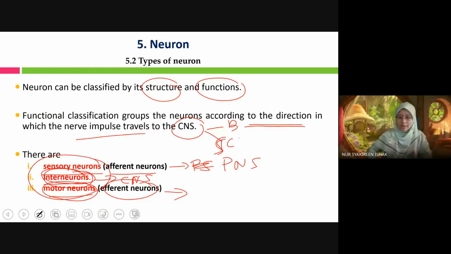You place your hand on a hot stove, and that sense of hot sensation will be detected by sensory neurons. Then the information, the electrical signal, will be sent to interneurons for interpretation of the corrective mechanism. Then the electrical signal will be sent to the motor neuron for the muscle to contract, so you remove your hand from the hot stove, for example.